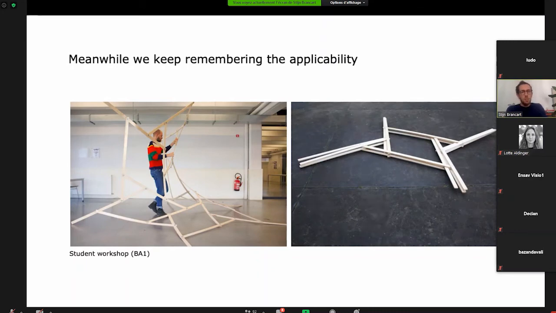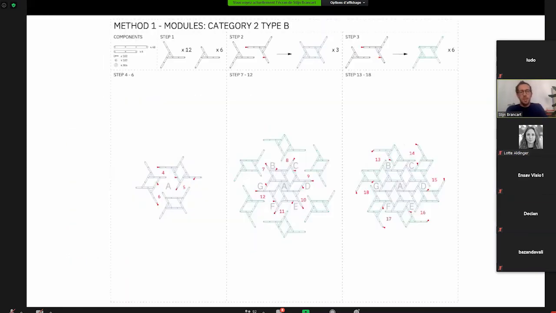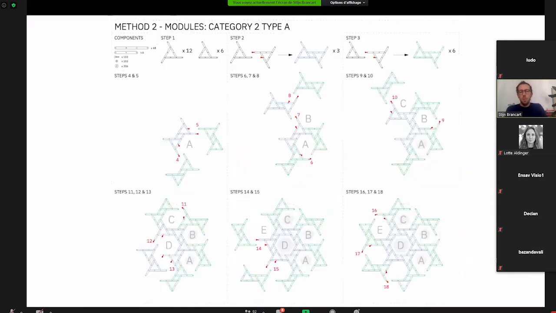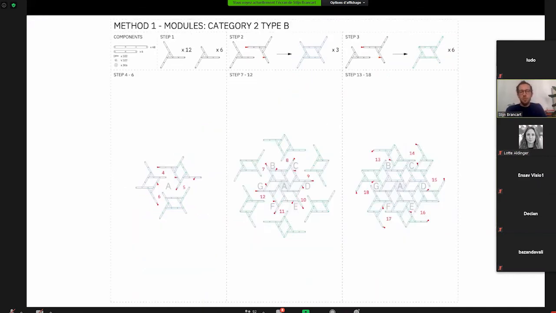So really also thinking about this modularity. As you can see here on the right, these modules can easily be assembled, and the student then made also a manual comparing different ways of assembling the structure. Of course, if you just see the structure, it can be a bit complex. So are there different ways to do it?